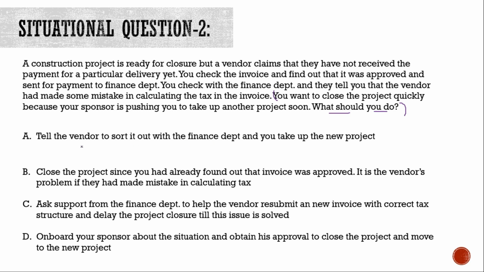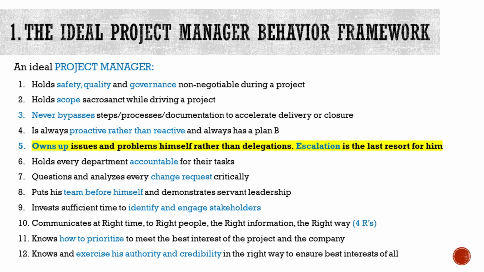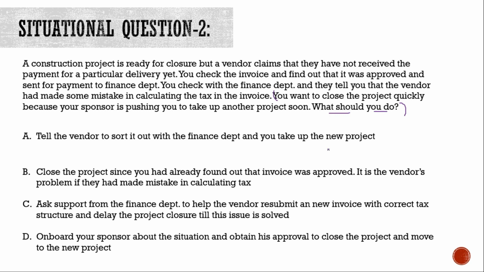So option number A, tell the vendor to sort it out with the finance department and you take up a new project. Mostly this is a wrong option, guys, because if you go back to the ideal project manager framework, there is a behavior which states that a project manager owns up issues and solves inclusively rather than delegations and escalations. But essentially in this option, what you are doing is you are delegating it to the finance department and you are moving on to a new project. So you are not behaving inclusively as a project manager. So this option is wrong.